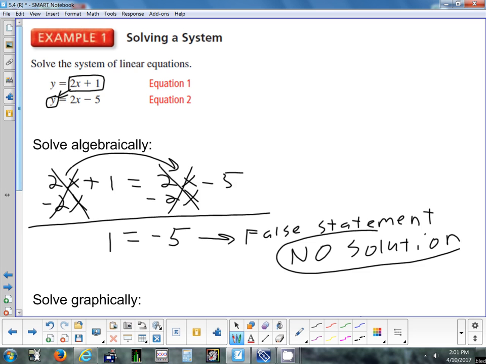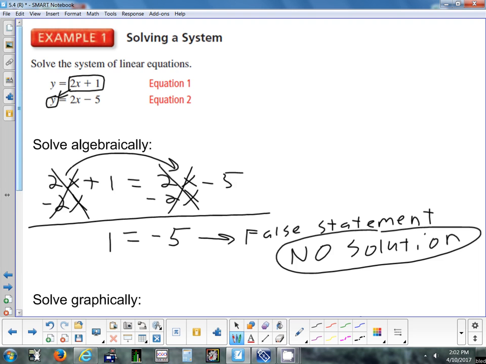Okay. If you end up with a false statement, that means no matter what you ever pick for x, you will never be able to solve this equation. It's impossible to make what's on the left equal what's on the right. If you just think about it logically, you can't take a number, double it, and add 1, take the same number, double it, and subtract 5, and have the answer come out the same. You're going to get different answers. You can never make the left and the right match. So that's what happens when you solve a no solution with algebra. That's exactly what happens every time.